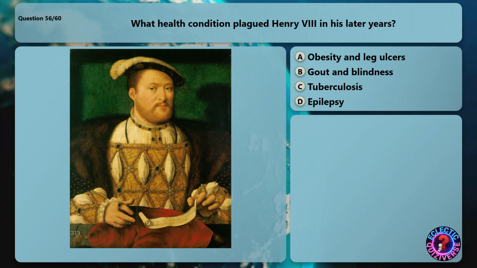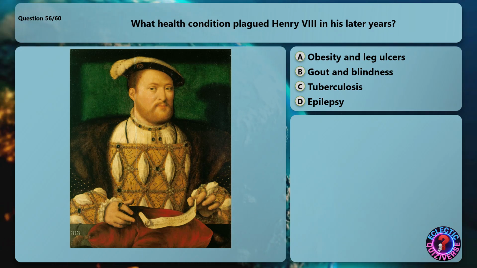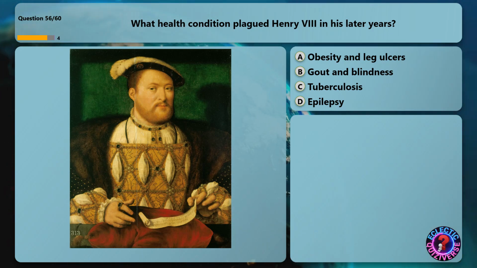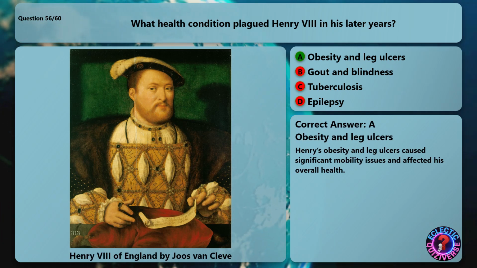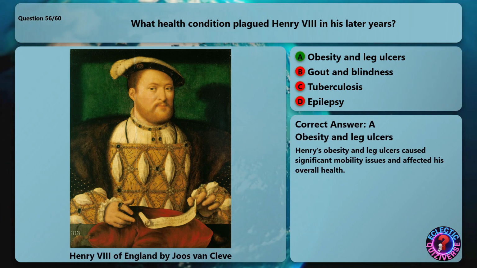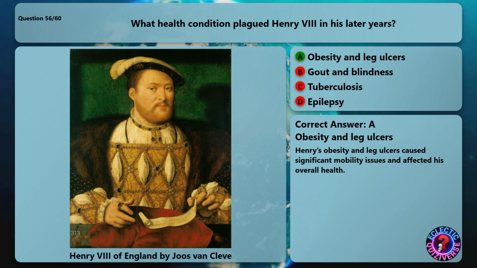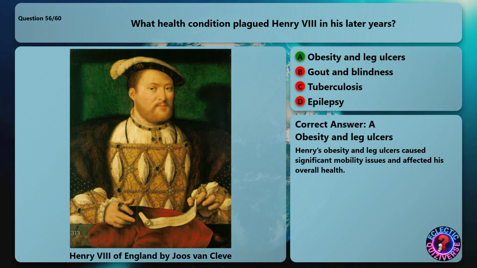What health condition plagued Henry VIII in his later years? The correct answer is obesity and leg ulcers. Henry's obesity and leg ulcers caused significant mobility issues and affected his overall health.